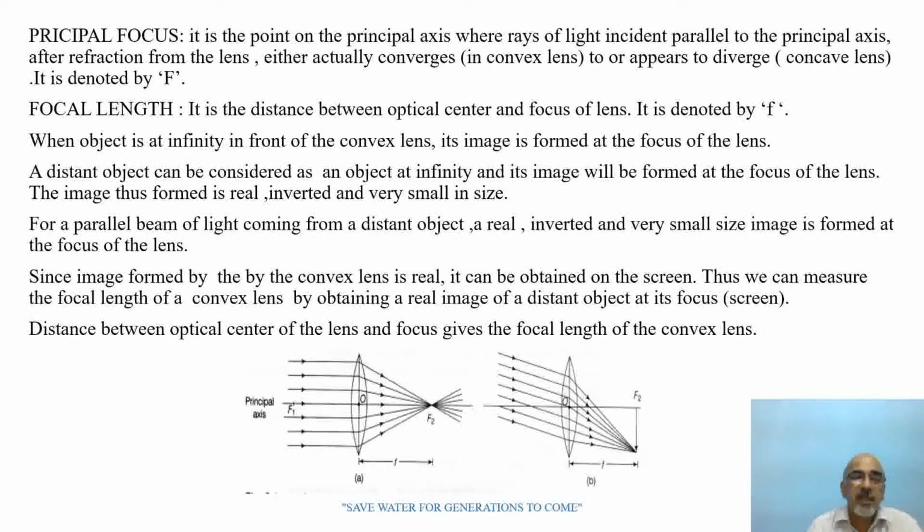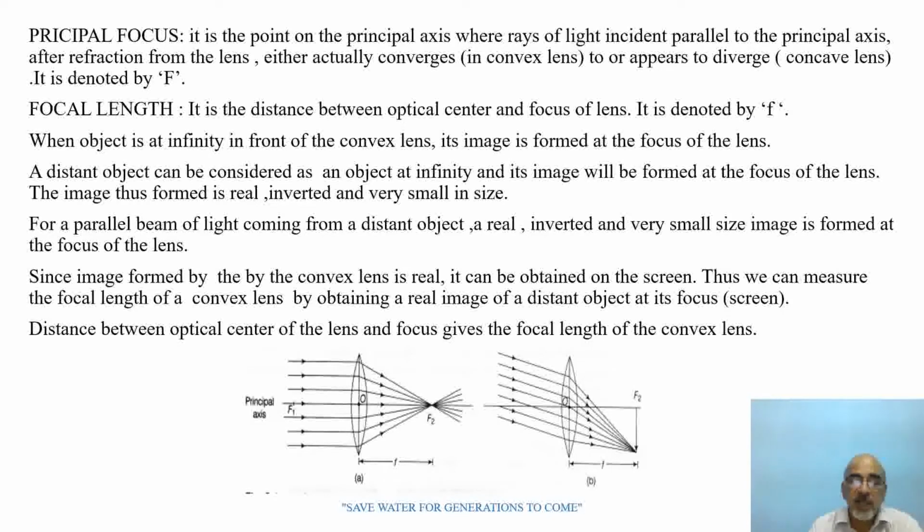When an object is at infinity in front of the convex lens, its image is formed at the focus of the lens. A distant object can be considered as an object at infinity, and its image will be formed at the focus of the lens.